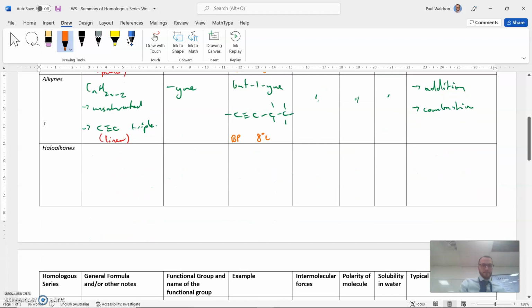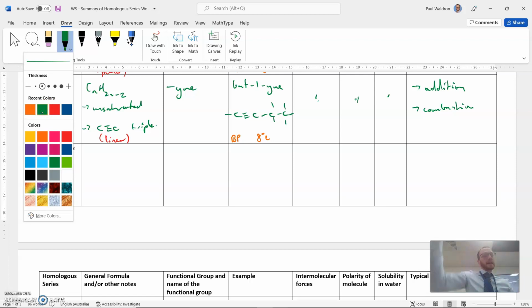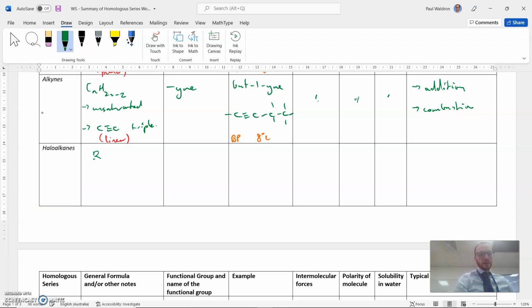Okay, moving on. Haloalkanes. Rather than CnH2n+2 whatever, I'm just going to go RX, where X is equal to fluorine, chlorine, bromine, or iodine. Really, it's CnH2n+2, reduce that by 1 hydrogen, and replace with a halogen. Yeah? CnH2n+1X.